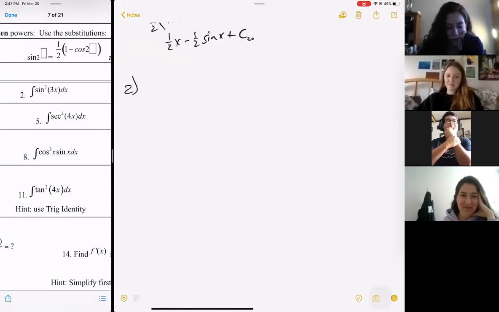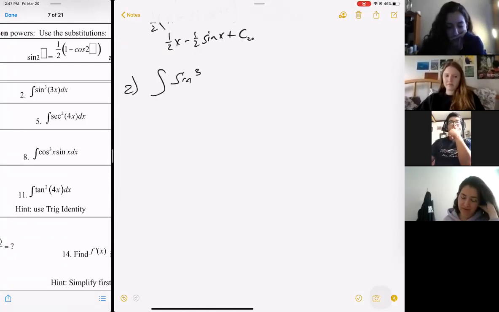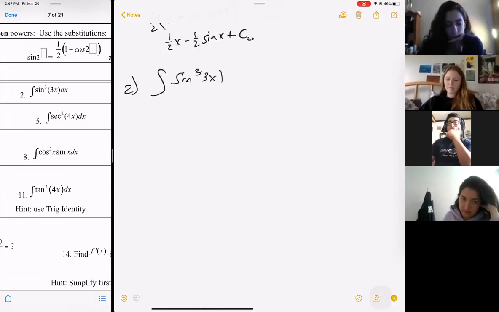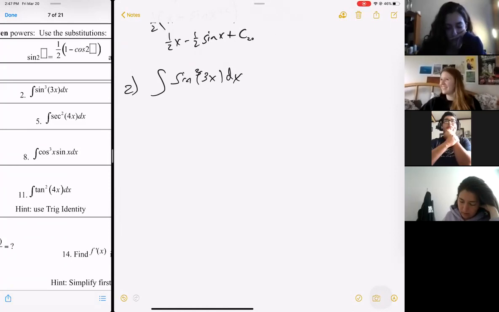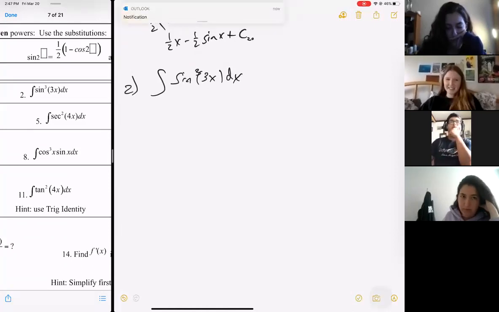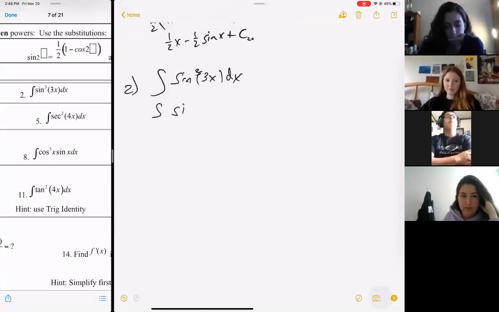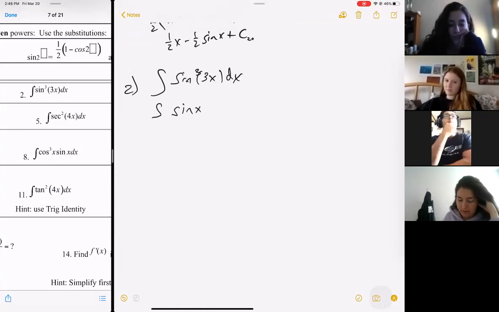Not like you would say that, but let's do this one. The integral of sine cubed 3x. Okay, so now this is odd. Now the thing with odd, our even value doesn't work. So we're going to actually rewrite this as the integral of sine x, in this case 3x, I'm sorry, times sine squared 3x.